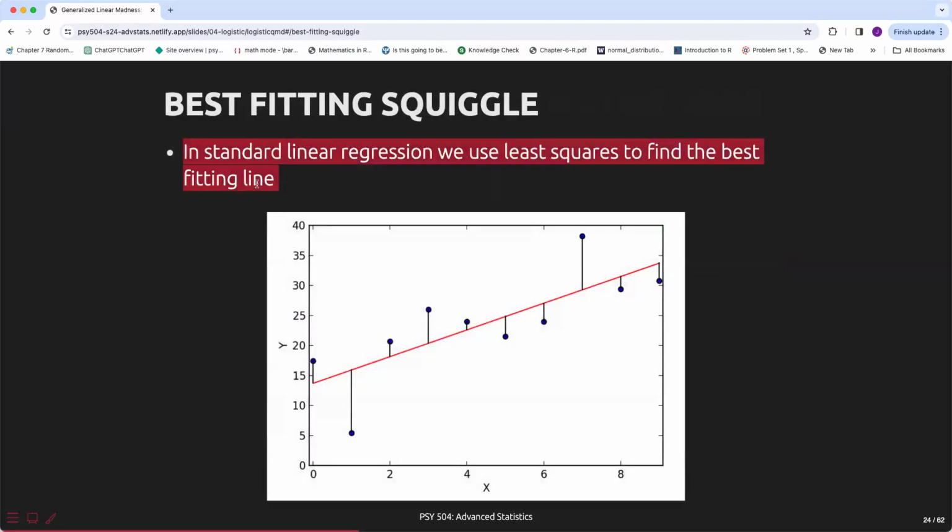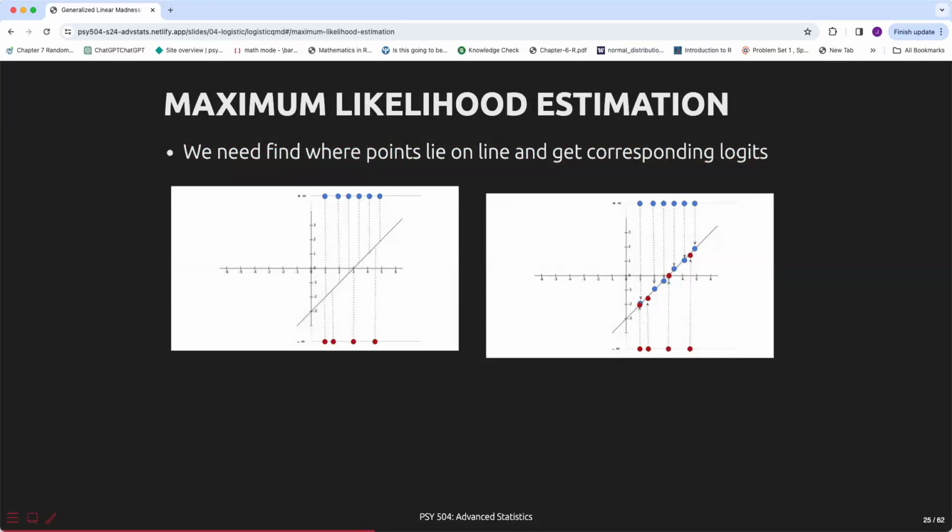So now I wanted to talk about model estimation a little bit. When we're fitting a regular regression model, we're trying to figure out the best fit line, and we are trying to find the line that minimizes the sum of squares, right? Well, we're doing the same thing in logistic regression, but we're not trying to find the best fitting line. We're trying to find the best fitting squiggle. And we don't use sums of squares in logistic regression. Instead, we use our good friend maximum likelihood estimation to figure out what that best fitting squiggle is.